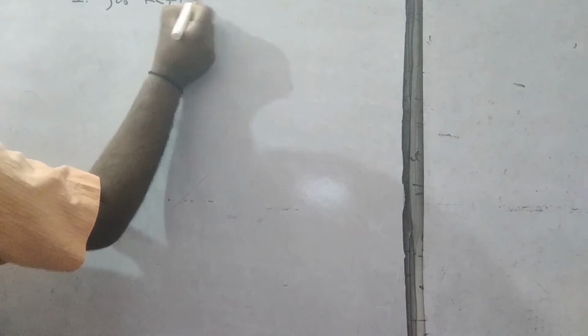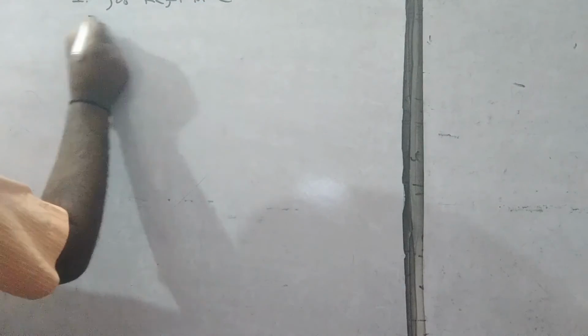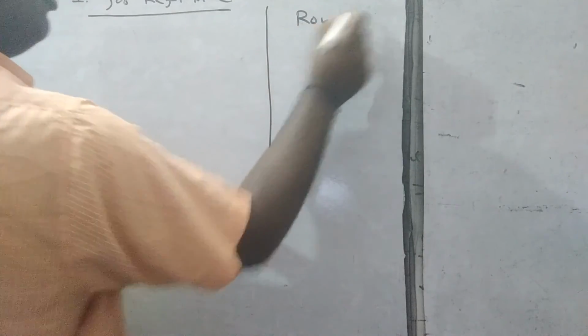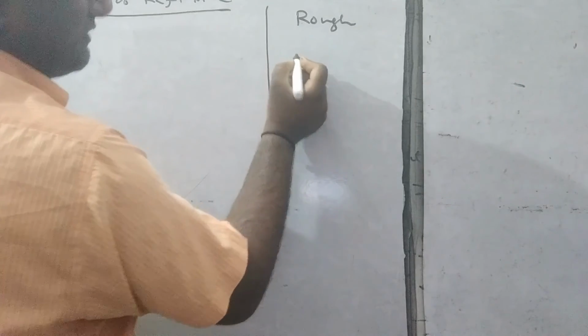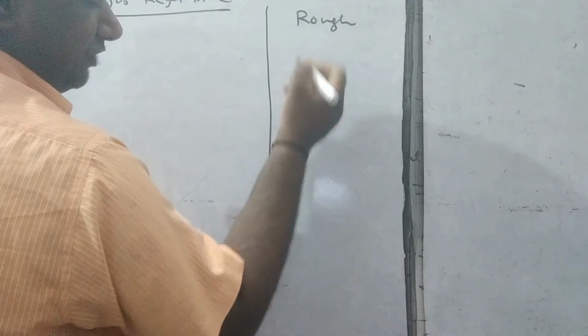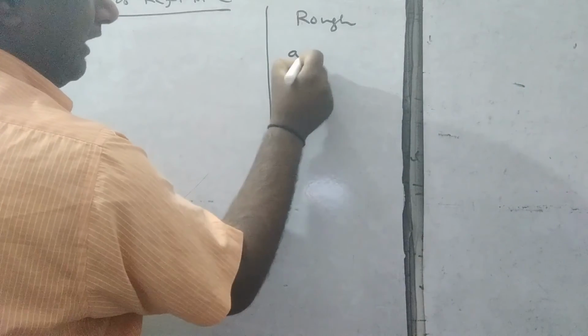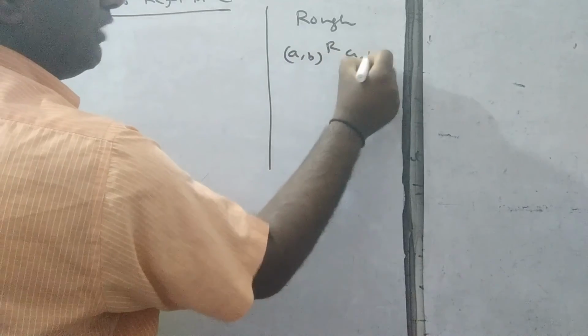First, for reflexive. First of all, you think in the rough. You can do rough work to write the statement. That is important. What is the definition of reflexive for the paired set? (a, b) must be related to (a, b).